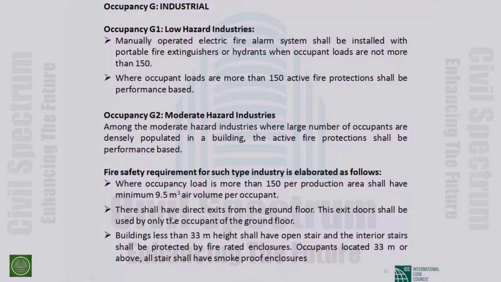I think here the first line has something wrong. Buildings less than 30 meter shall have open stair; if not open stair, then the interior stair shall be fire protected. If it is open stair, that is different. Sorry for that, there should be a 'not open stair', that will be interior stair. For occupants located above 30 meter, all stairs shall have smoke-proof enclosure. So that is the thing. For high-rise buildings, all stairs must be smoke-proof enclosure.